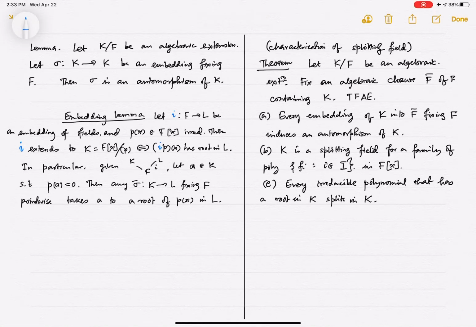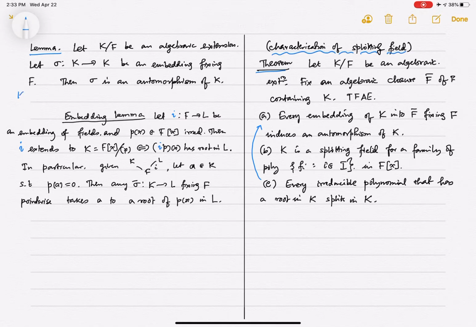So I'm going to prove this lemma that we used last time in the theorem that you see on the right, arguing the implication C implies A. And this is a theorem characterizing splitting fields. And this proof is rather nice, so I want to actually go through it.